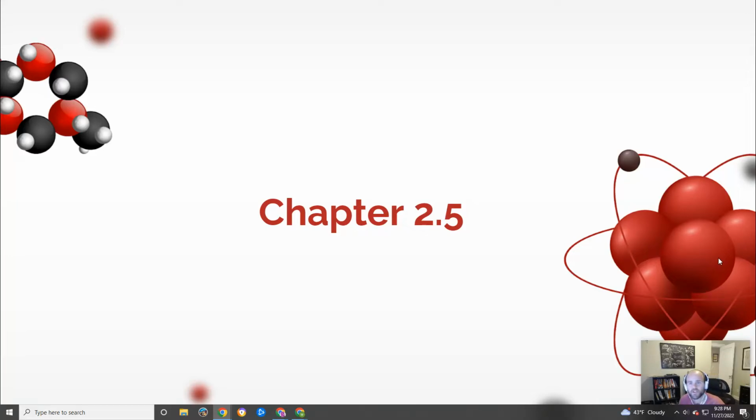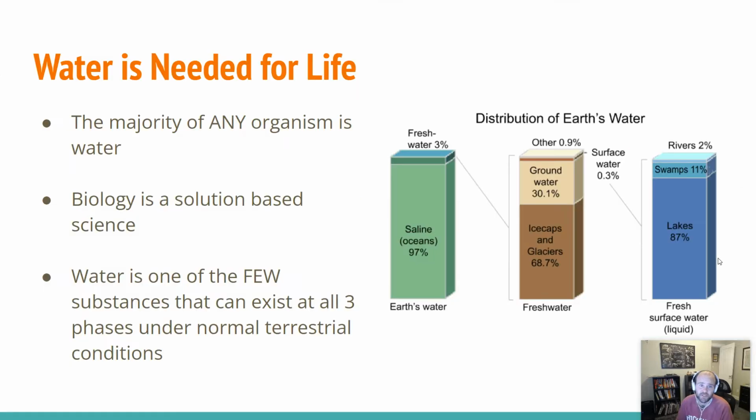Welcome back, AP Bio, to Chapter 2.5, where we're going to be talking all about water and pH. So, water is one of the most important substances for life. The majority of any living creature is made up of water.